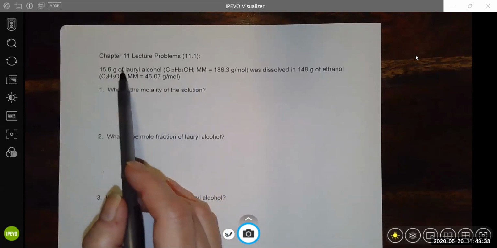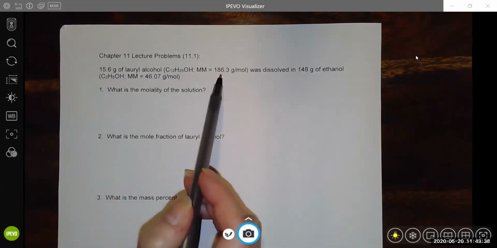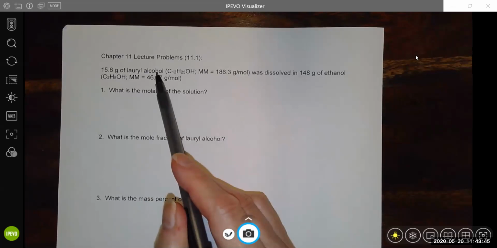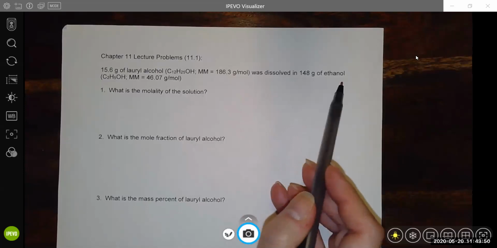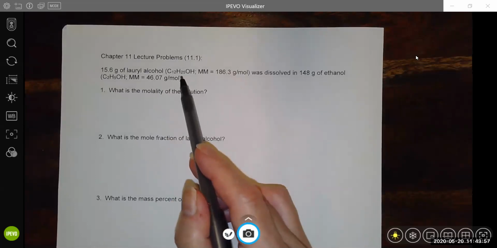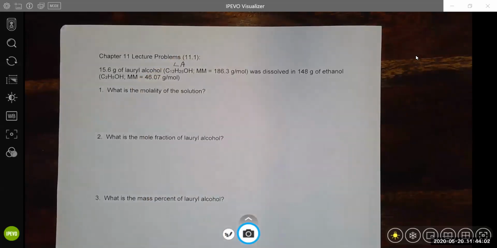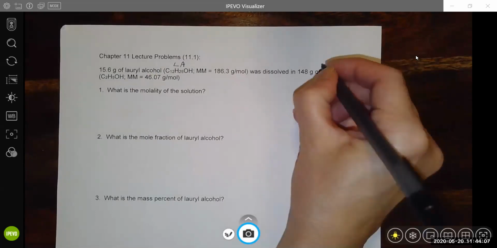So we got 15.6 grams of lauryl alcohol, which is this. This is its molar mass, so I did that to have it a little bit convenient here. Was dissolved, okay, so that means this is the solute, and now this is going to be the solvent. Was dissolved in 148 grams of ethanol. Here's the formula for ethanol, and here's its molar mass. To make things easier and not to write this out, for lauryl alcohol, I'm going to just abbreviate it LA. For ethanol, we usually abbreviate it like this.